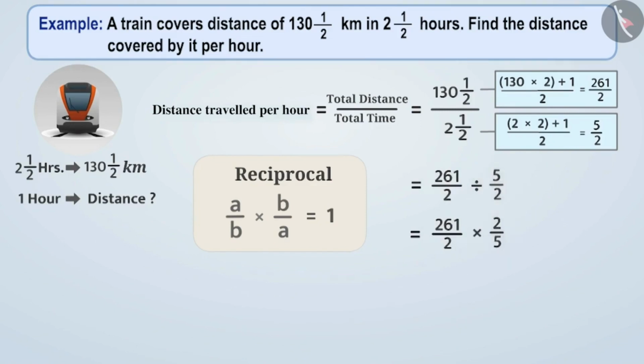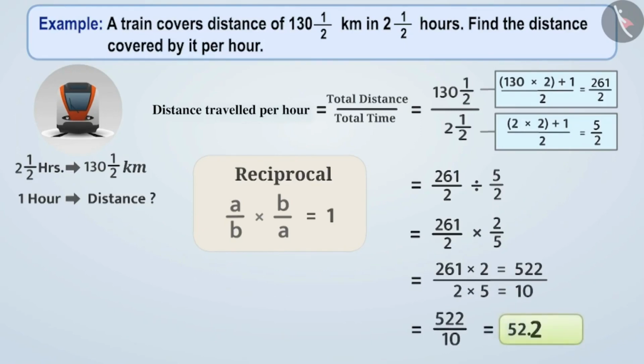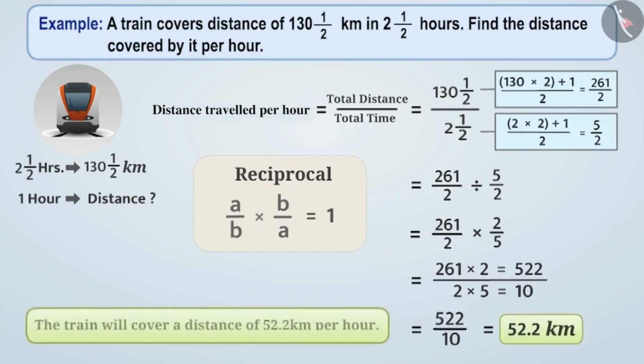For example, here we multiply 261 by 2 and 2 by 5. We will first multiply the numerators to get the result. Here, 261 into 2 is equal to 522. Then we multiply the denominators 2 into 5 to give you 10. Here, we will get the result 522 by 10, which can be expressed as 52.2. Therefore, the train must be covering a distance of 52.2 kilometers per hour.